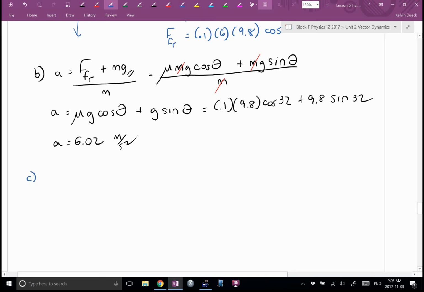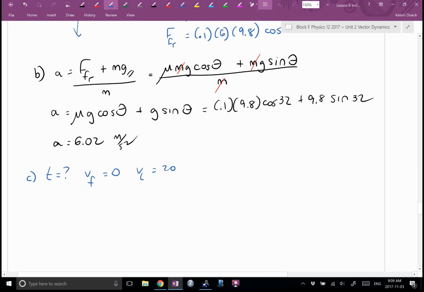What does the question want me to find? Now let's use our DEFIC approach. I'm going to go t equals question mark. What else has the question told me? Oh, time to stop. vf is 0. vi. What was vi? 20. It told you? Good.